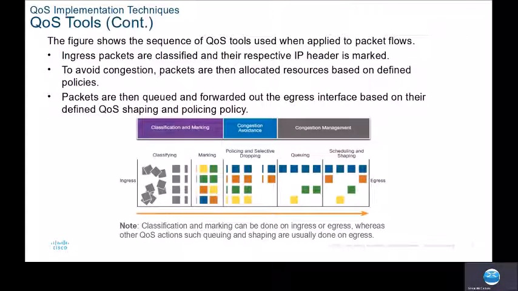The figure shows the sequence of QoS tools used when applied to traffic or packet flows. Ingress packets are classified and their respective IP header is marked. To avoid congestion, packets are then allocated resources based on defined policies, and then the packets are queued and forwarded out the egress interface based on their defined QoS shaping and policing policy. Now, classification and marking can be done on ingress or egress, whereas other QoS actions such as queuing and shaping are usually done only on egress.